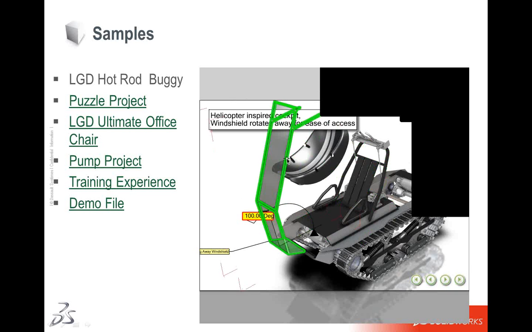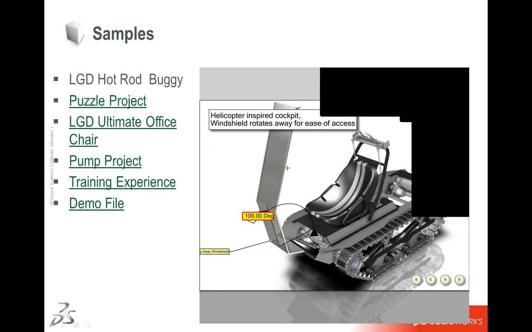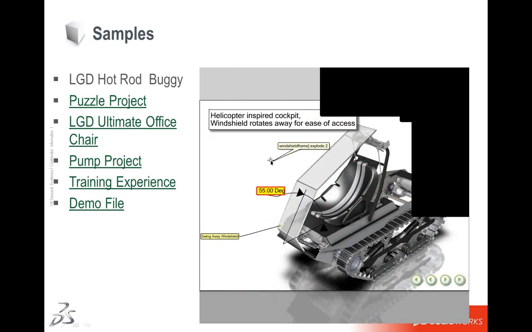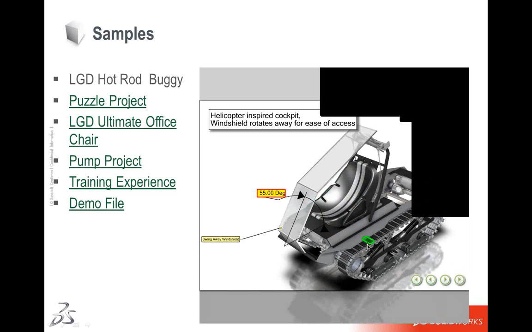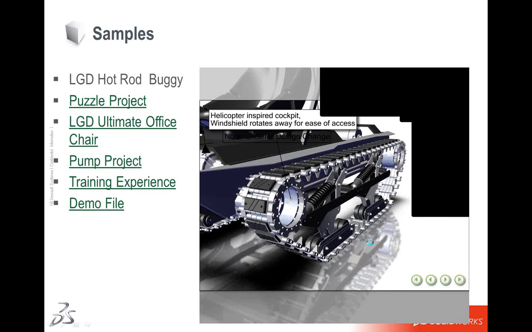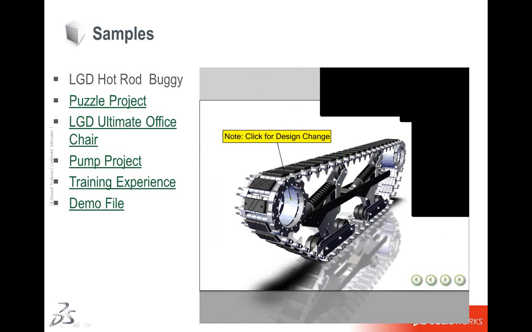Now I want to show this model back in its original position. Just click it, and we go back. You return to the original position. Okay, so here you go. Now I want to show more detail about this. Just click it.